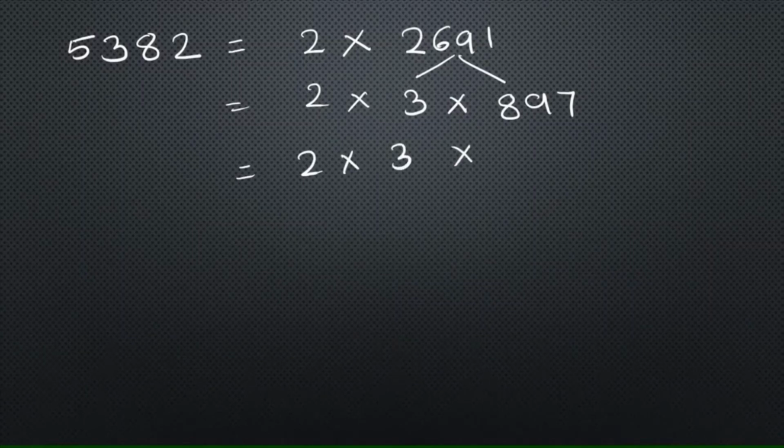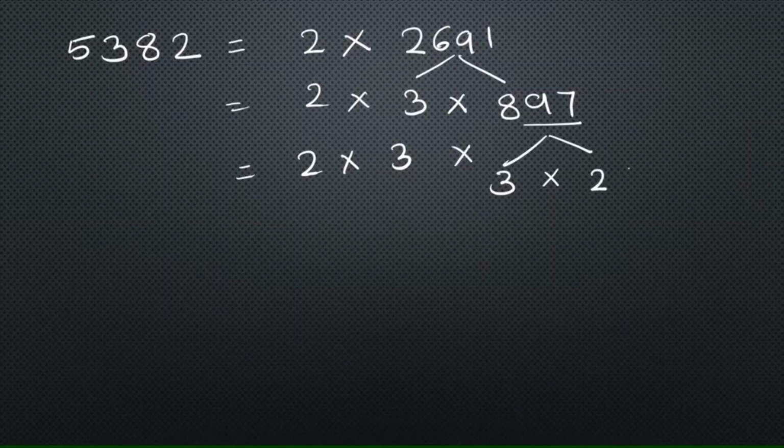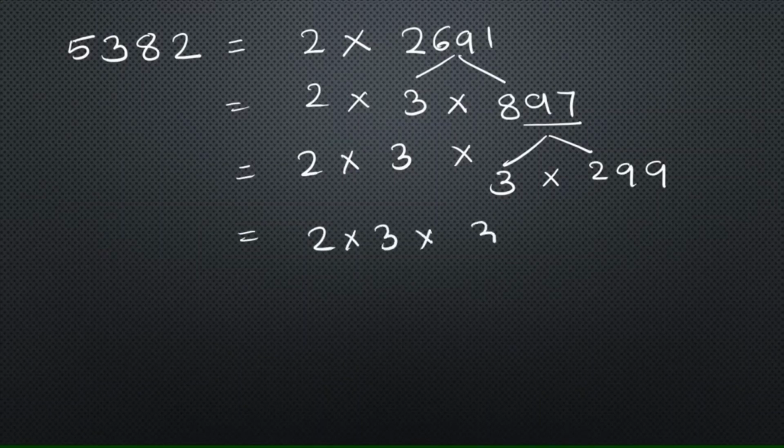Now let's see about 897. The sum of all these digits, 8 plus 9 plus 7, is 24, which means that number is divisible by 3. So we get two factors, one is 3, and when we divide 897 by 3, the other factor will come as 299. For the next step, we write here 2 times 3 times 3. These are prime factors.